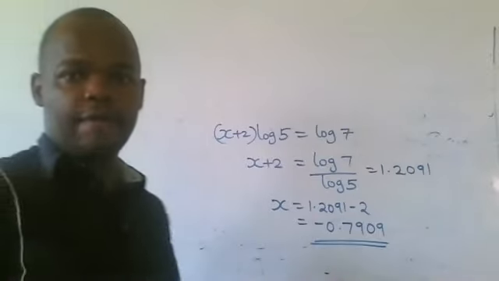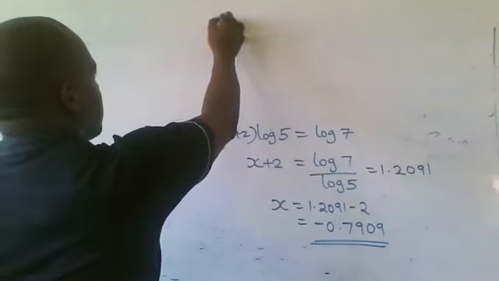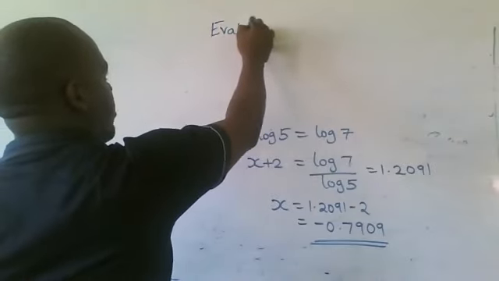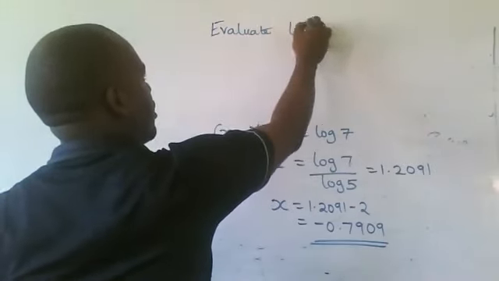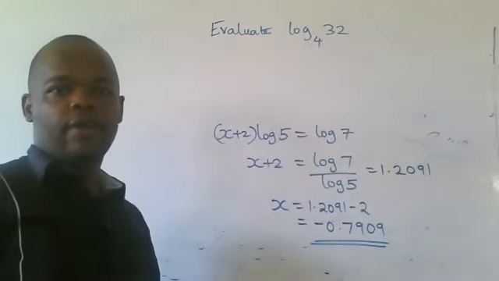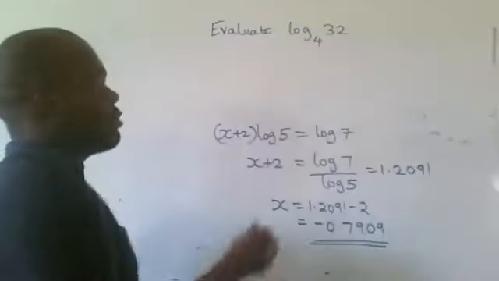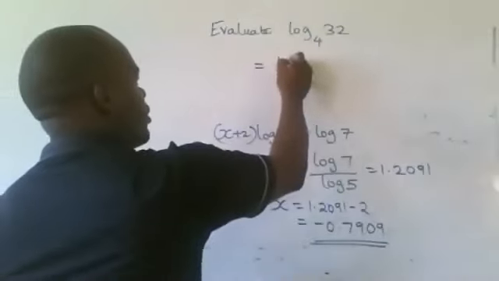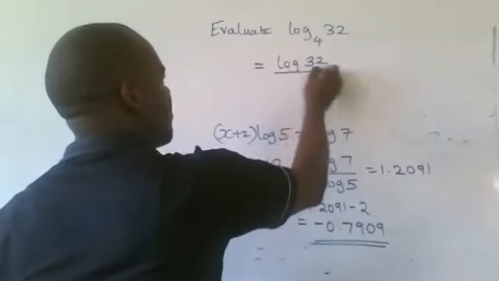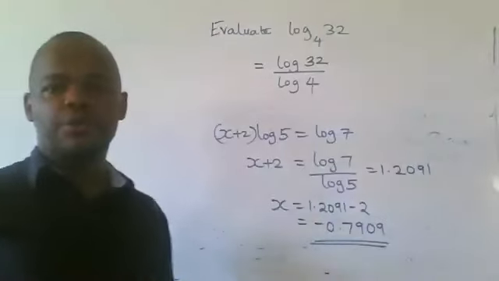Now, let's say we are told to evaluate log 32 to base 4. If I have log 32 to base 4, that one is also the same as log 32 over log 4.